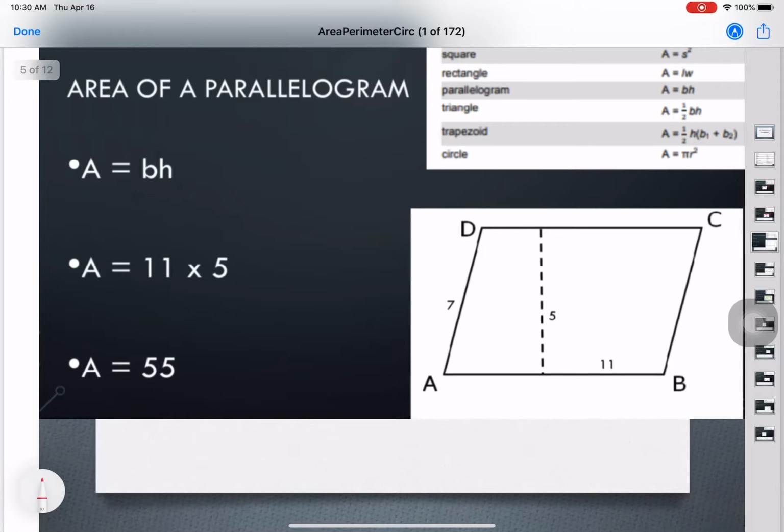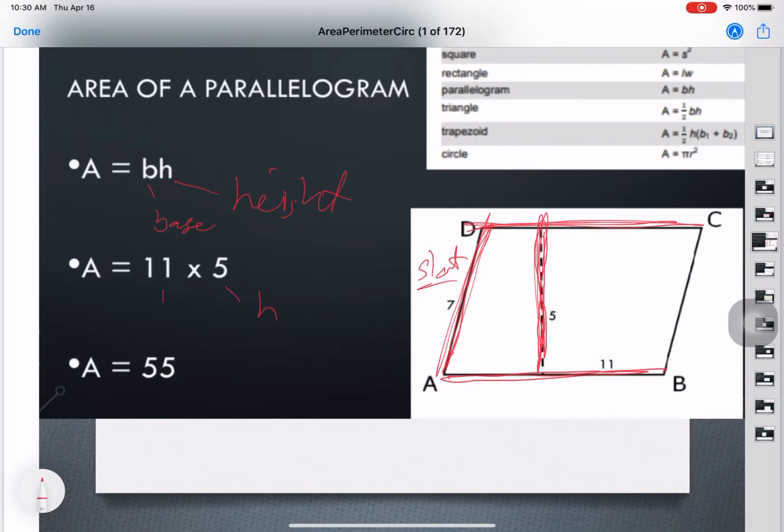Area of a parallelogram is base times the height. So the base could be the bottom one or the top one. Same thing on both of those. The height is this right here. Not this. That is a slant. That is not the height. But the height is that 5. So that's why this is the height. And this is the base. So it's just 11 times 5, which is 55.